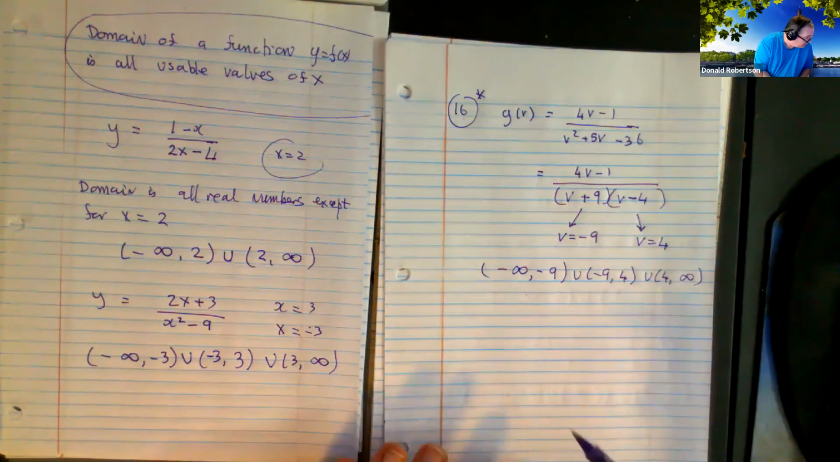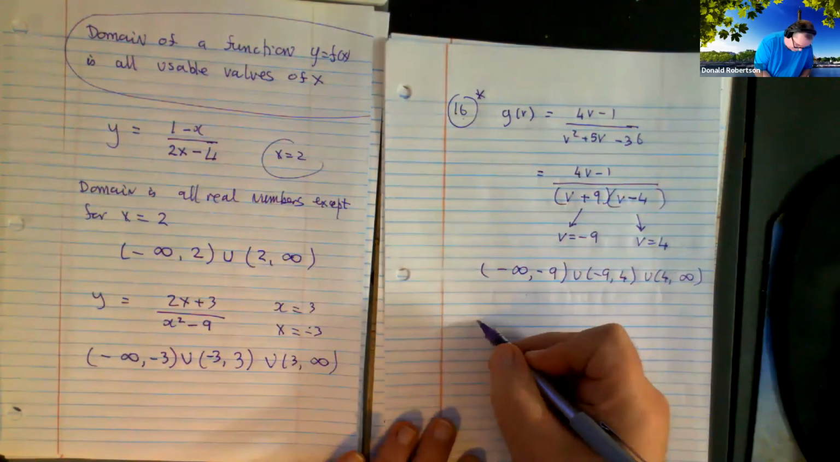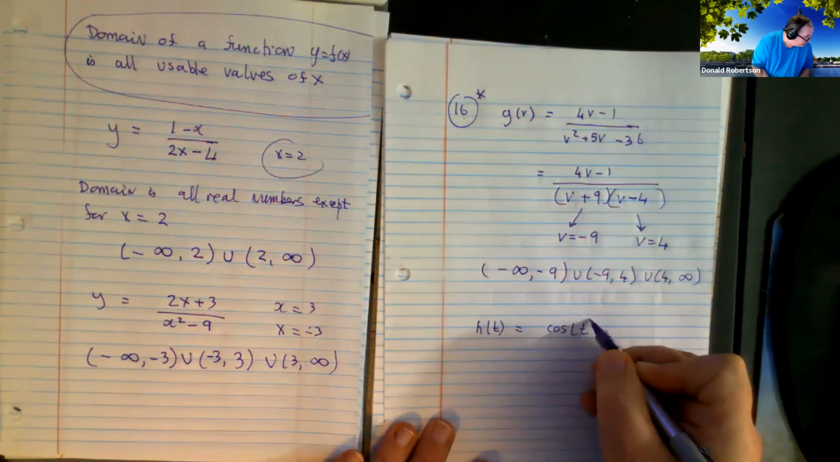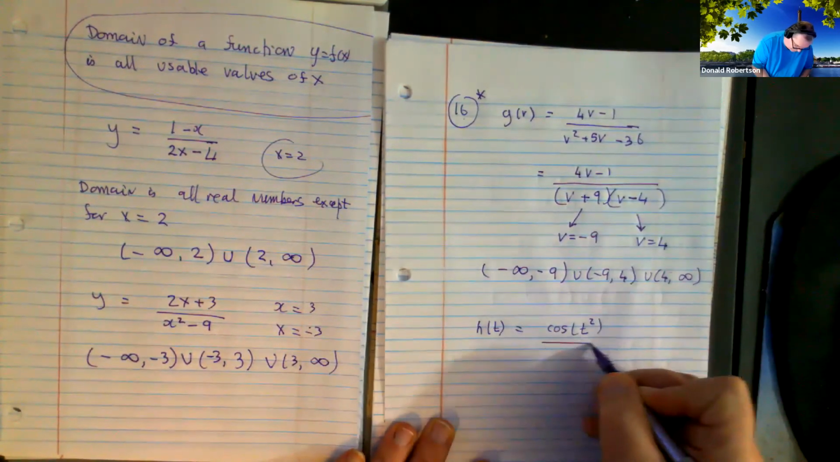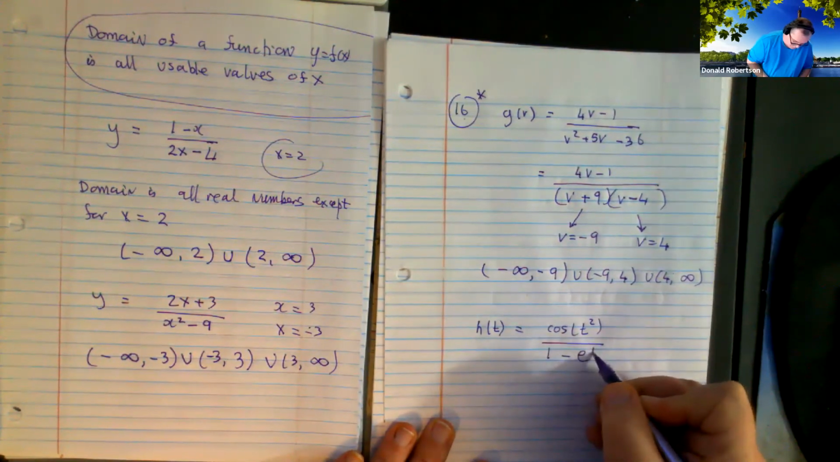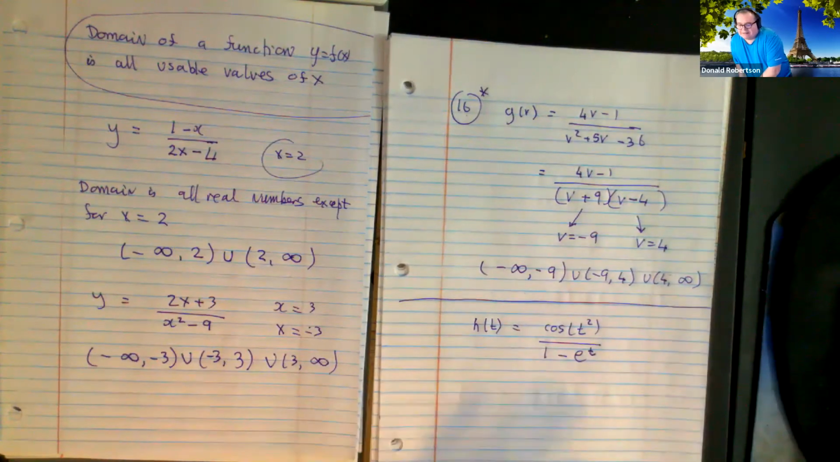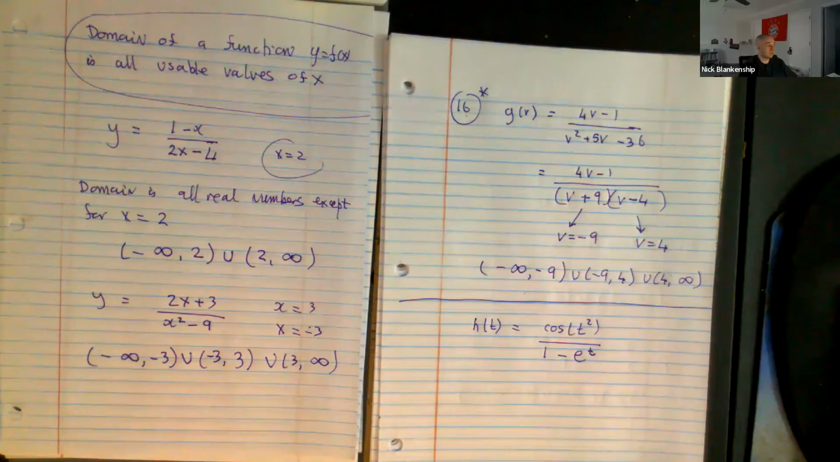How about this fella? There's one and only one value of t that's going to make this impossible to calculate. Is it 0?